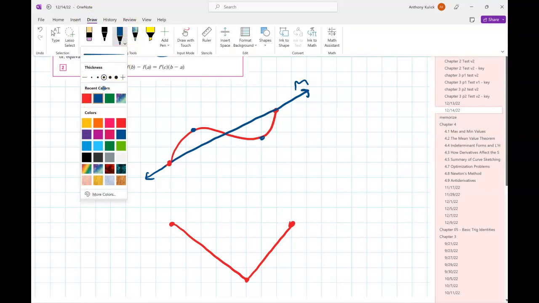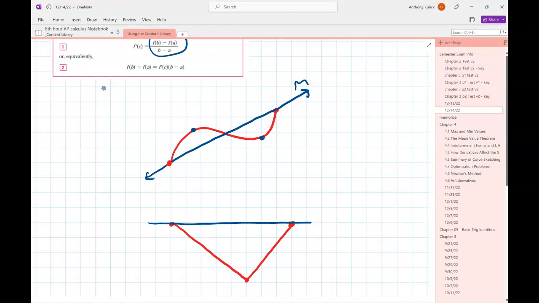right? Because if I look at this, the average slope is 0. Is there any place on here with slope 0? No, because what's the slope here? It doesn't exist, right? So there's no place that satisfies the mean value theorem because we're not differentiable on the whole thing, right?